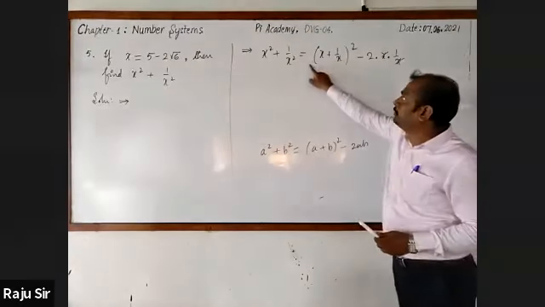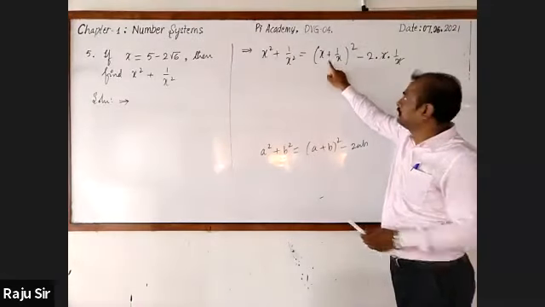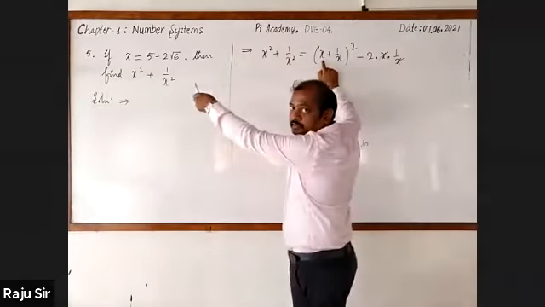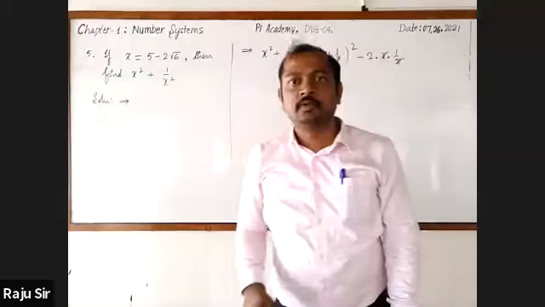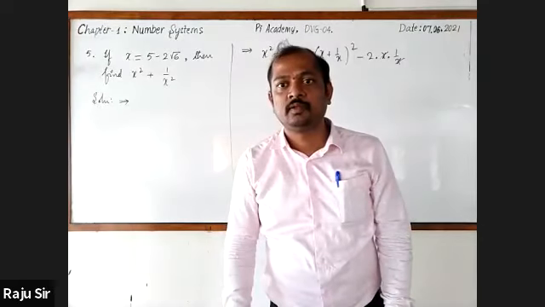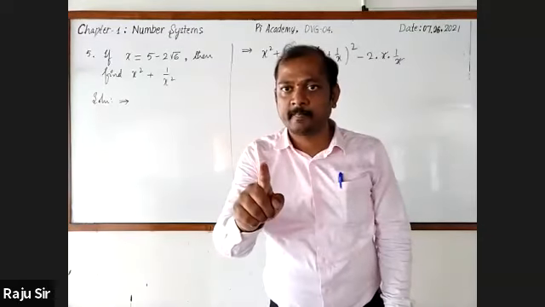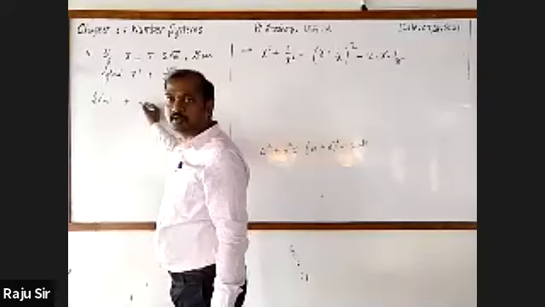Now, by observing this, you can come to know they have given x. But do you know 1 by x? Do you know 1 by x? No, sir. So first we have to find out 1 by x. Got it? Yes, sir. You're right with me.